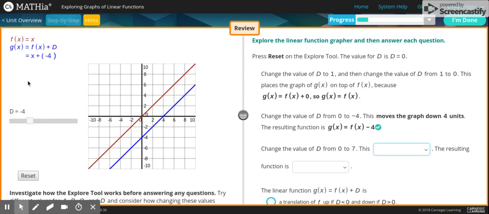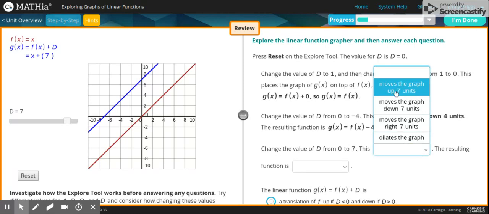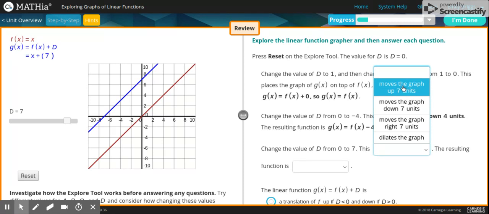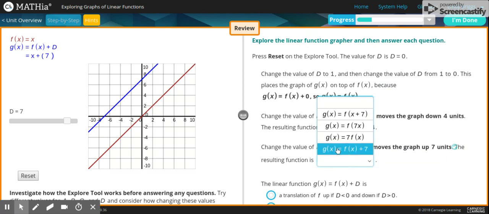Change the d value from 0 to 7. So from the red value to the blue value, this moves the graph up 7 units, moves the graph down 7 units, moves the graph right 7 units, or dilates the graph. Well, it didn't dilate it, didn't stretch or compress it, and it didn't move it right, and it didn't move it down this time, it moved it up. So that means the answer is moves the graph up 7 units. The resulting function is basically the same as the last one, except it's plus 7 instead of -4.